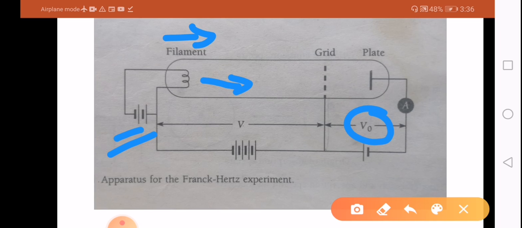So what is the purpose of applying a potential in this region? Electrons that have energy less than a certain minimum value will not reach the collecting plate. Okay, so only those electrons can reach this plate which have a particular amount of energy.